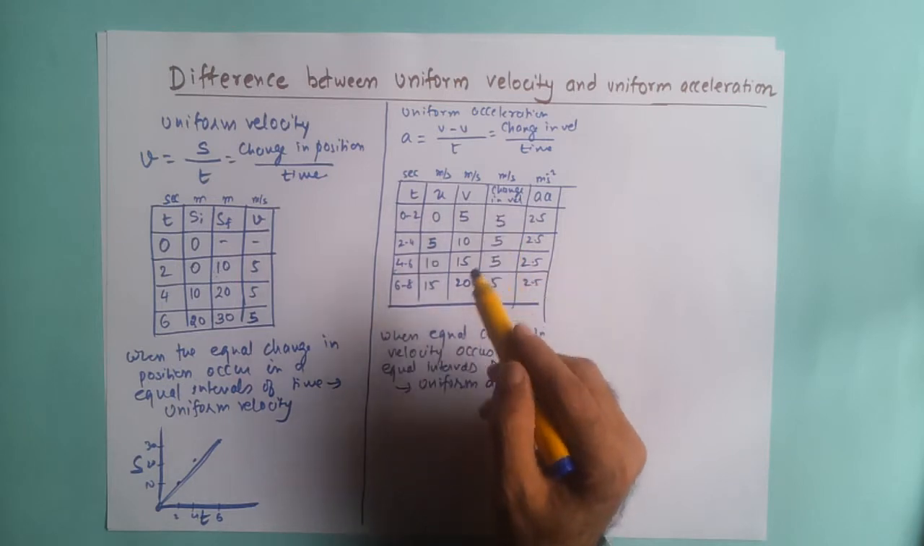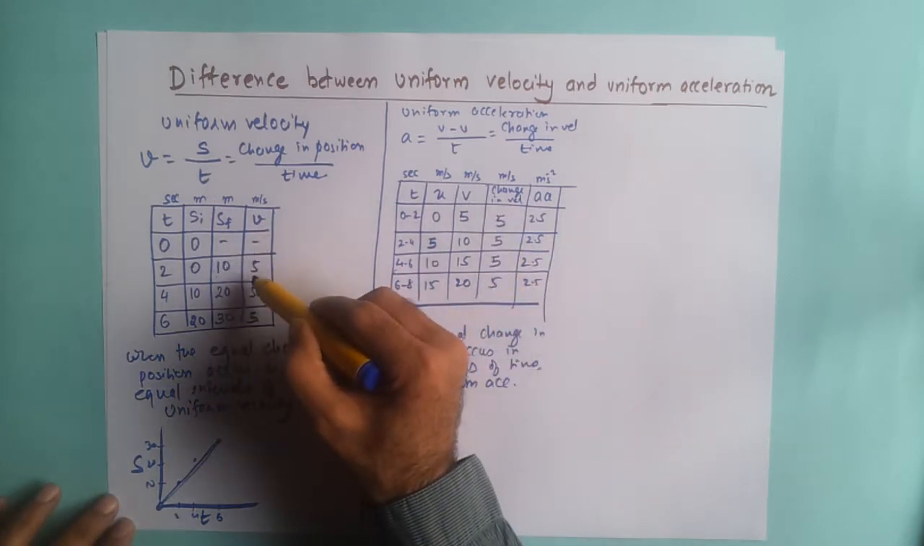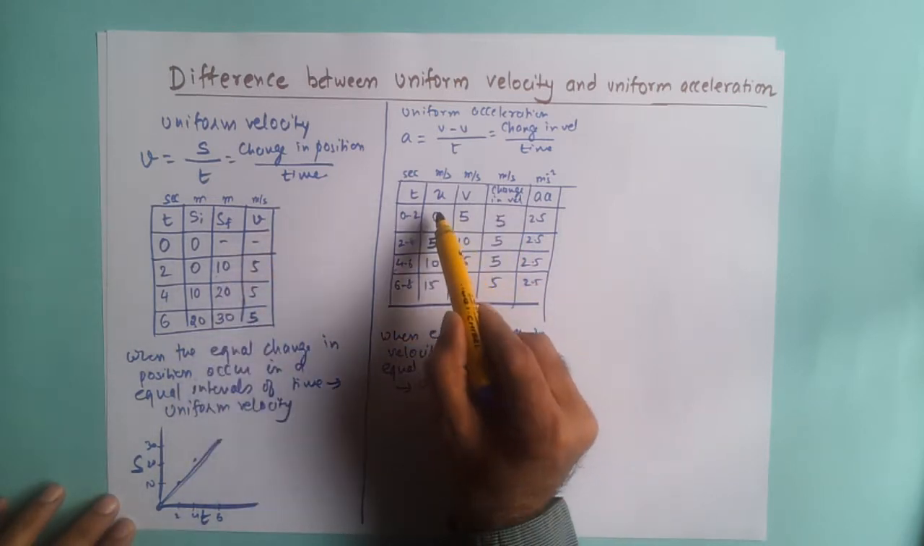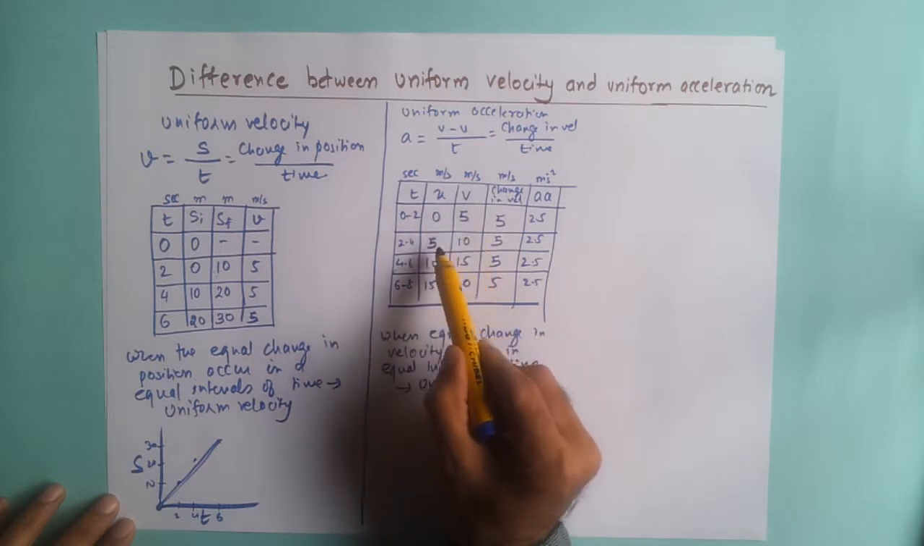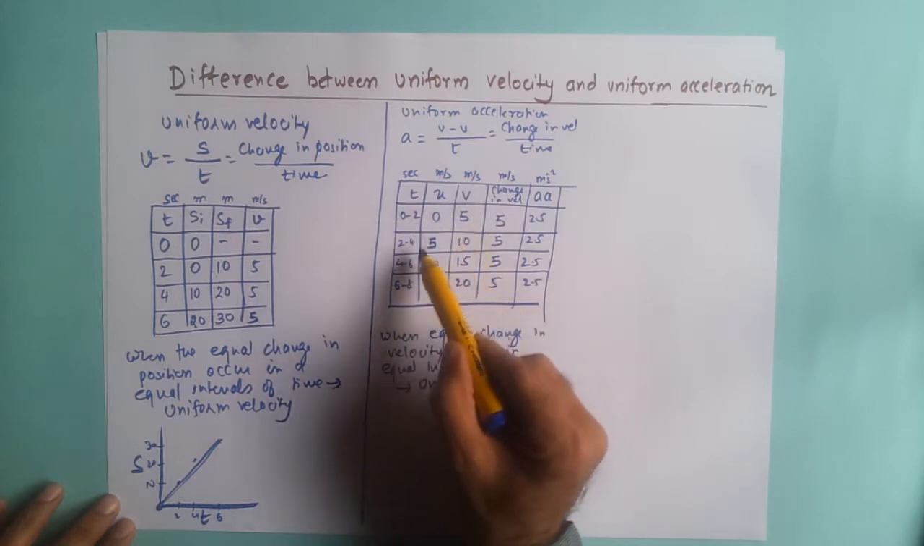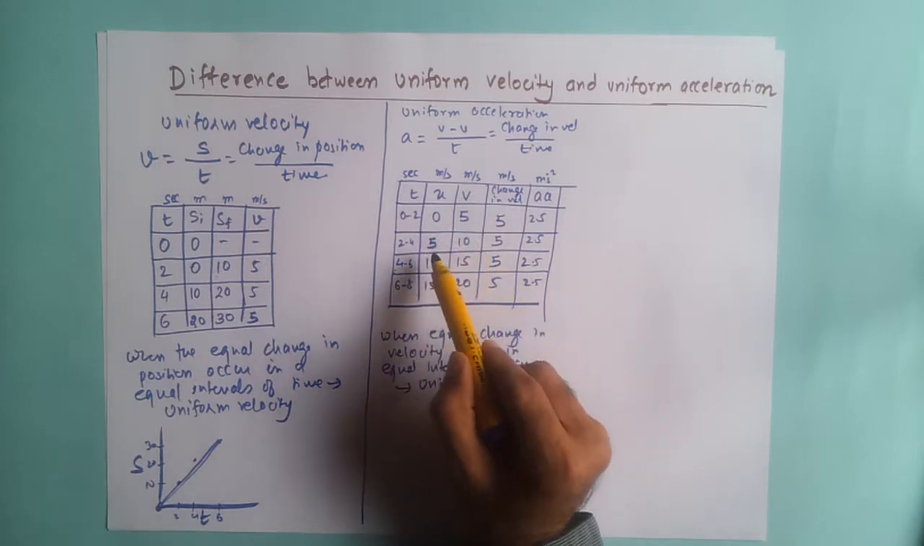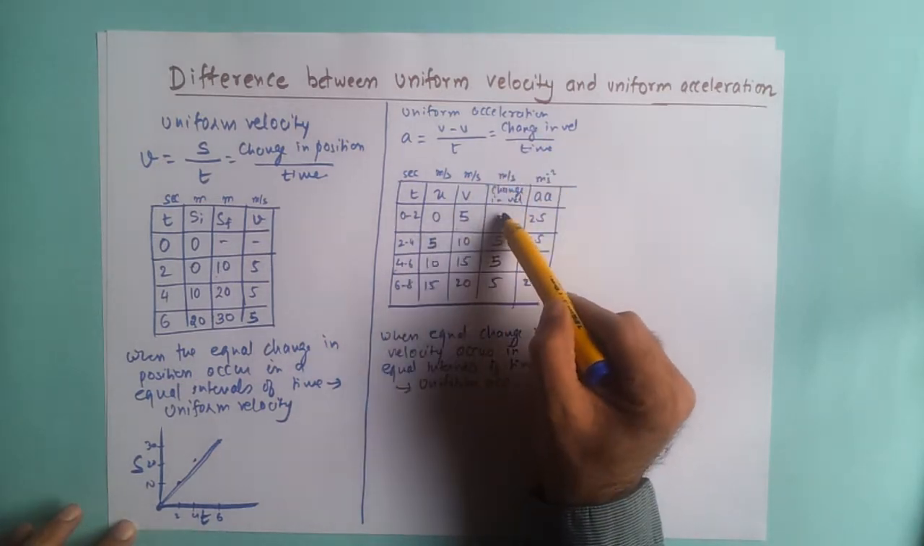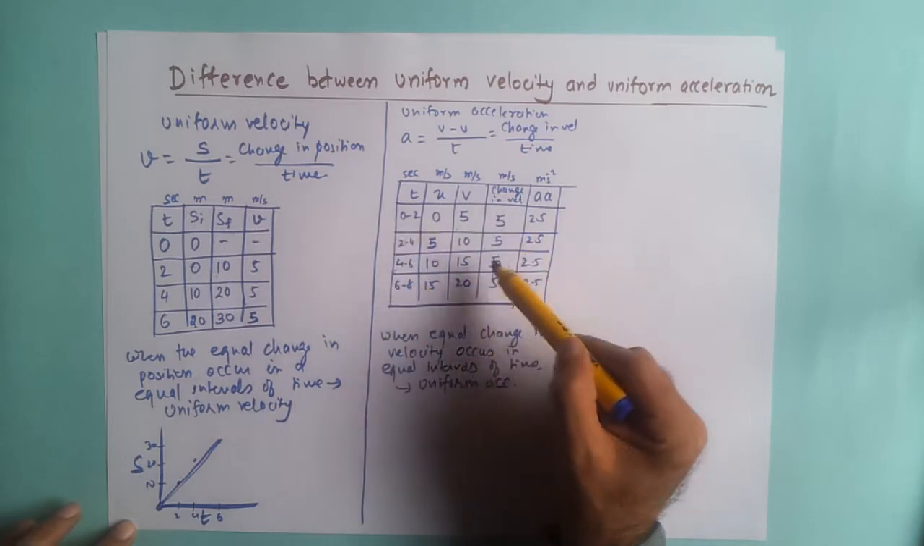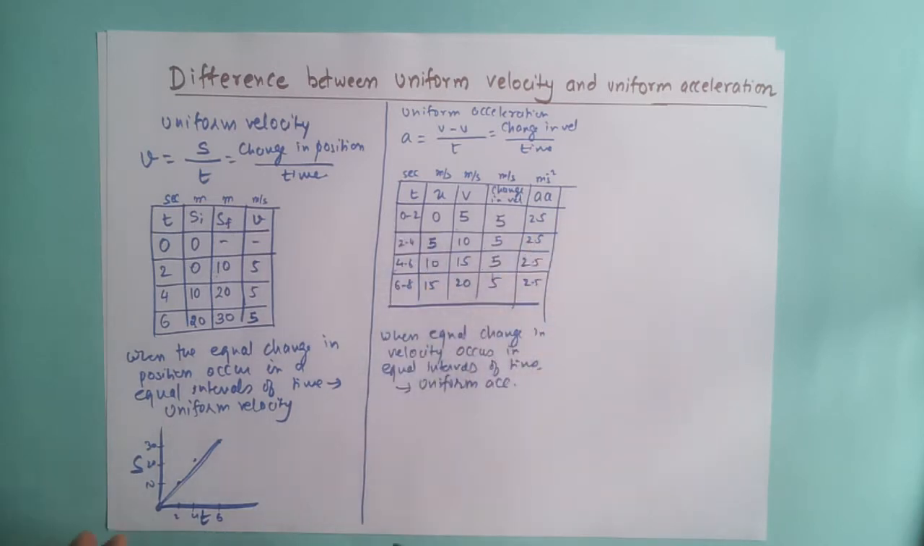Please note the difference over here. Here the velocity is constant. The velocity is 5. Here the velocity is changing. The initial velocity and final velocity here are 0 and 5, here 5 and 10, 10 and 15. So the velocity is changing. What is remaining same is the change in velocity per unit time. So velocity is changing, but the change in velocity is 5 in every 2 seconds, and that is uniform acceleration. So this is an essential difference that you need to keep in mind between uniform velocity and uniform acceleration.